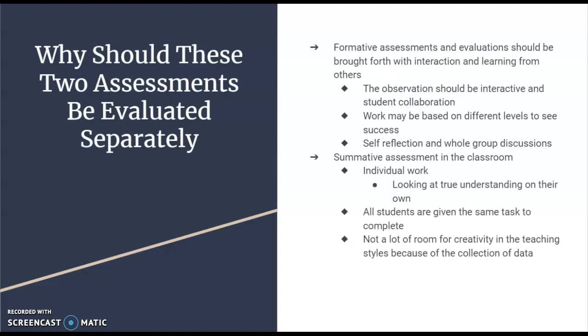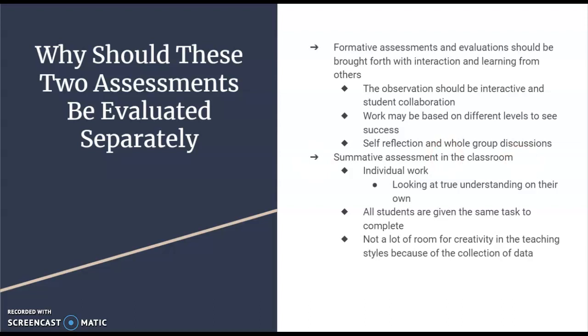Now, why should these two assessments be evaluated separately? That is easy. Formative assessments and evaluation should be brought forth with interaction and learning. That means that the observations of student collaboration should be very present. They're working based on levels to either help each other learn or push each other's thinking further. There's a lot of self-reflection happening and whole group discussions happening as well. When we go to summative assessments in the classroom, that is more individual work, looking at their own understanding with the same task. During summative assessments, there's not as much room for creativity for teaching styles because it is a collection of data to know what students understand.